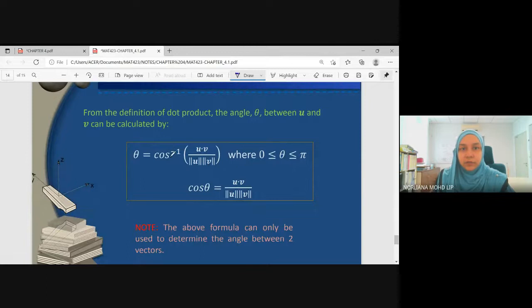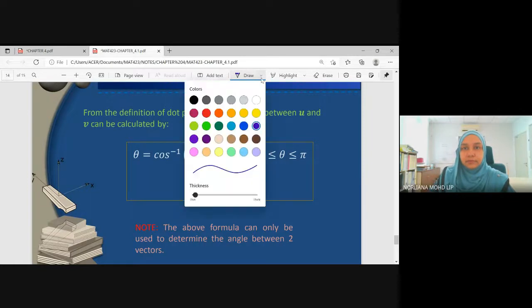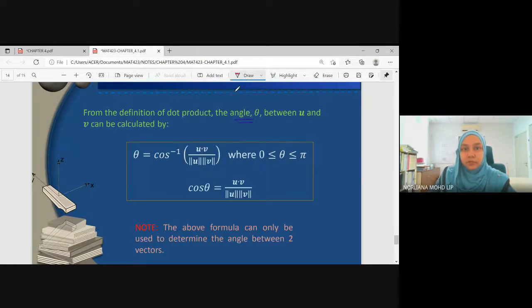Okay, so this is the formula to find the angle between vector U and V, the angle theta between U and V. So we want to find the angle. This formula is for angle. Theta is equal to the inverse cos of U dot V over the magnitude of U times the magnitude of V.